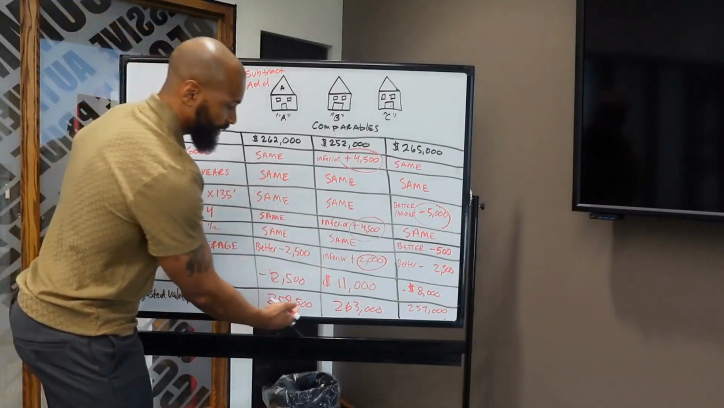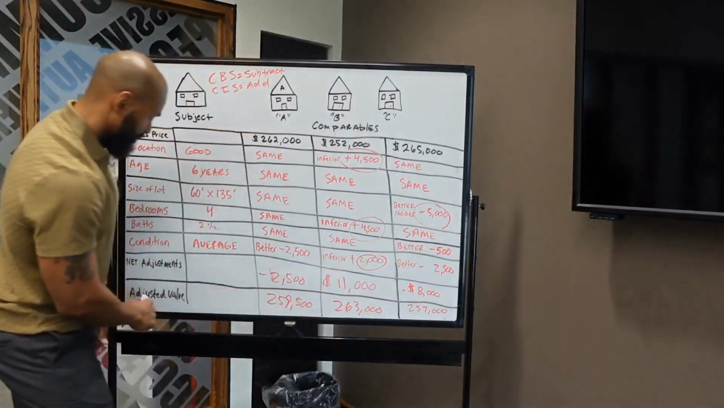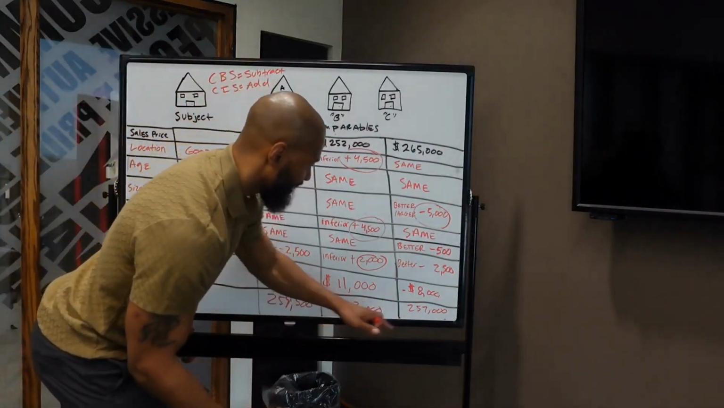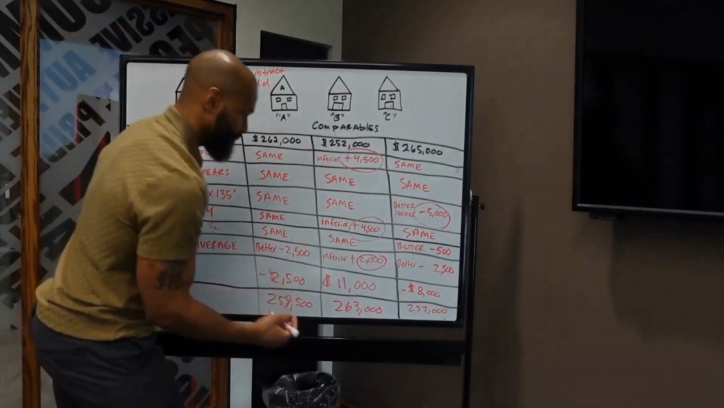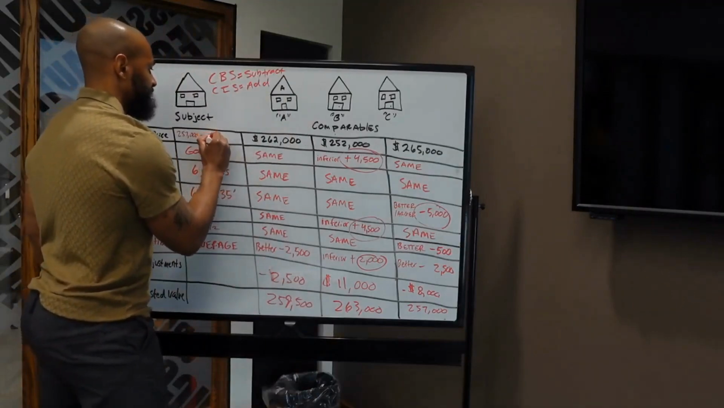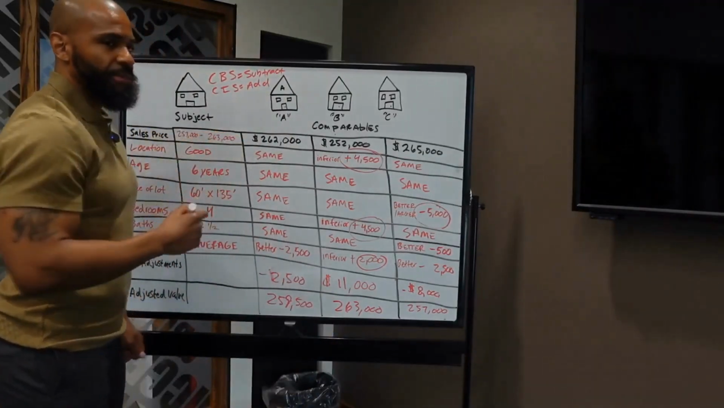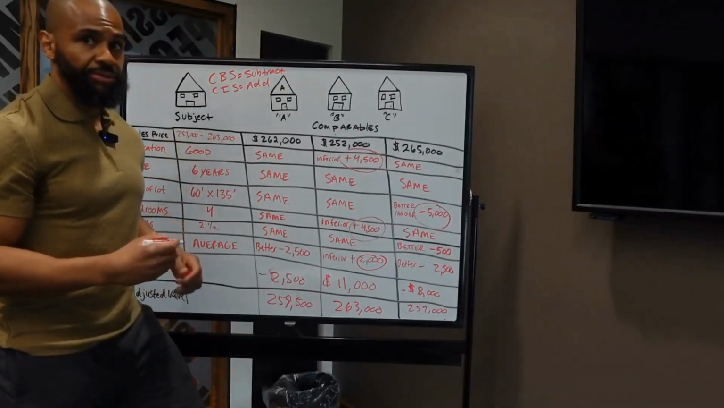How much is this subject property worth? We're going to look at the low end and the high end of our adjusted values. Let's look at our lower number. We have $257,000 to $263,000. That fair market value will be somewhere in between those numbers.